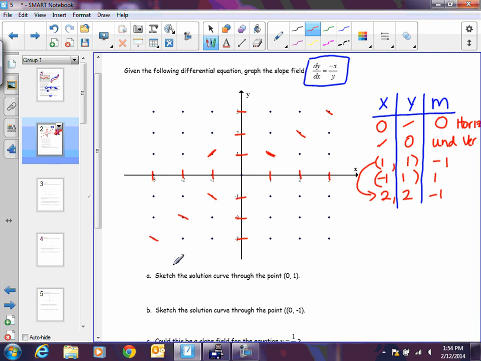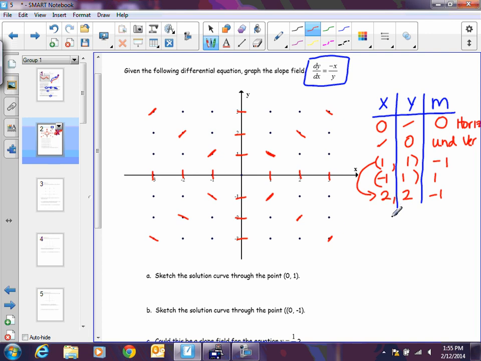Noticing these patterns really cuts down the amount of work you have to do. You could just do 40-something calculations. All right. Likewise, though, the +1: anytime the x and y are negatives of each other, one's negative, one's positive, that's going to give me a slope of +1. Anybody think they know what picture this is going to make? And it is going to make a circle. And that's going to become more obvious as we fill in this slope field.